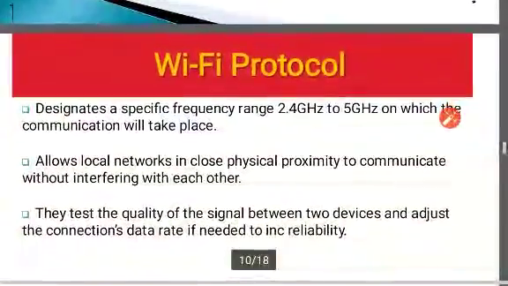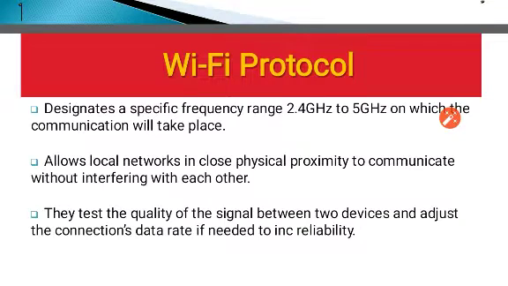Now we will understand what protocol is used in Wi-Fi. The Wi-Fi protocol designates a specific frequency, from 2.4 GHz to 5 GHz, on which the communication will take place. It allows local networks in close physical proximity to communicate without interfering with each other. Also, the Wi-Fi protocol tests the quality of signal between two different devices, and it also adjusts the connection data rate if it is required.